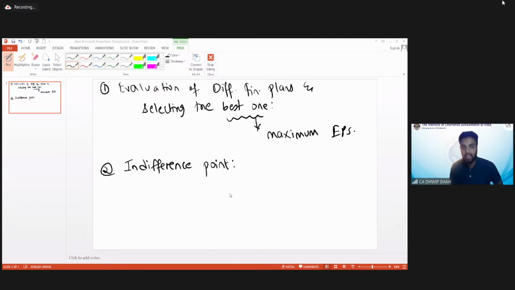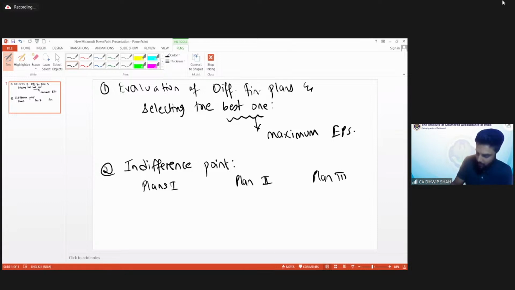So here, as I said in the example of the Women's T20 World Cup, New Zealand जीते या South Africa जीते, हमें कुछ फर्क नहीं पड़ता as an Indian. So similarly, applying that concept, a financial manager would be having different alternatives. Plan 1 होगा, Plan 2 होगा, Plan 3 होगा. And under indifference point, फाइनेंशियल मैनेजर कोई भी प्लान सिलेक्ट करे उसको कुछ फर्क नहीं पड़ता. That is what indifference point says.